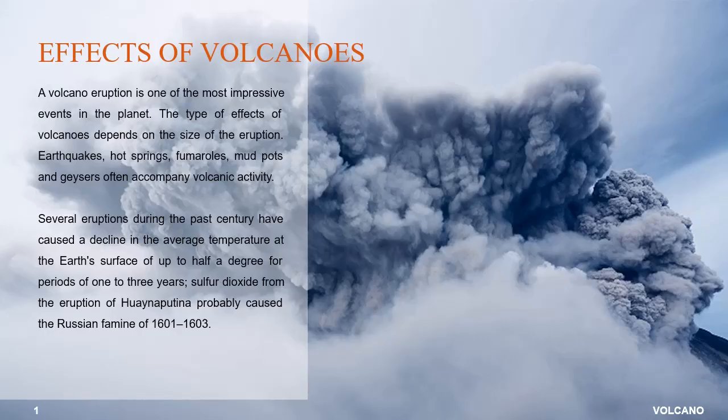Do you know what effects volcanoes have? A volcano eruption is one of the most impressive events in the planet. The type of effects of volcanoes depends on the size of the eruption. Earthquakes, hot springs, fumaroles, mud pots, and geysers often accompany volcanic activity. Several eruptions during the past century have caused a decline in the average temperature of the Earth's surface of up to half a degree for periods of 1 to 3 years. Sulfur dioxide from the eruption of Volcano Putina probably caused the Russian famine of 1601 to 1603.